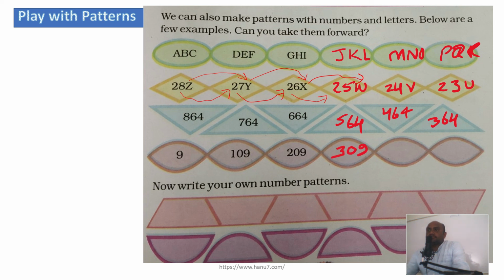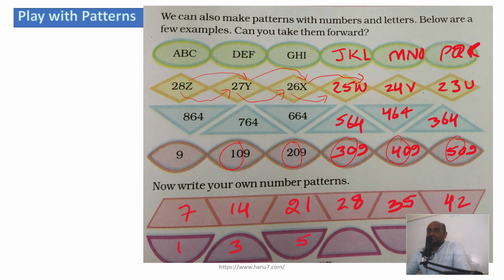Next: 9, 109, 209, then 309, 409, 509. Simple. If you are living in an apartment, it is very clear for you to know about these numbers. So 9, 109, 209, 309, 409, 509. 9 is common in all of them, then 10 is added here. The next is 20, here it is 10, here it is 20, 30, 40, and then 50.